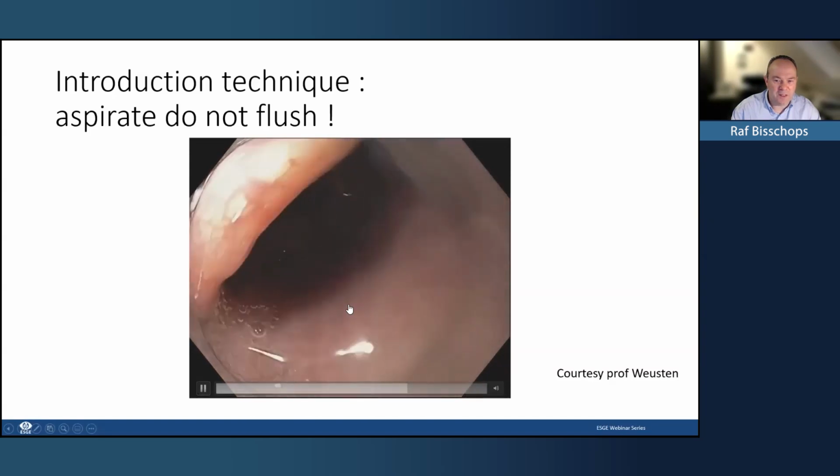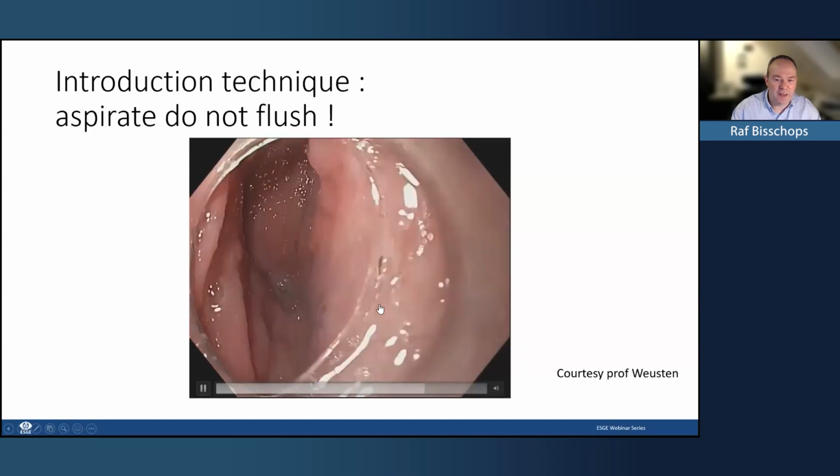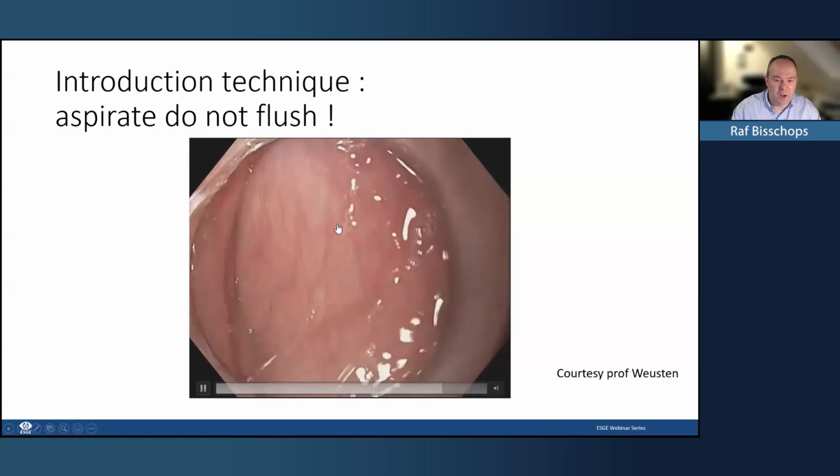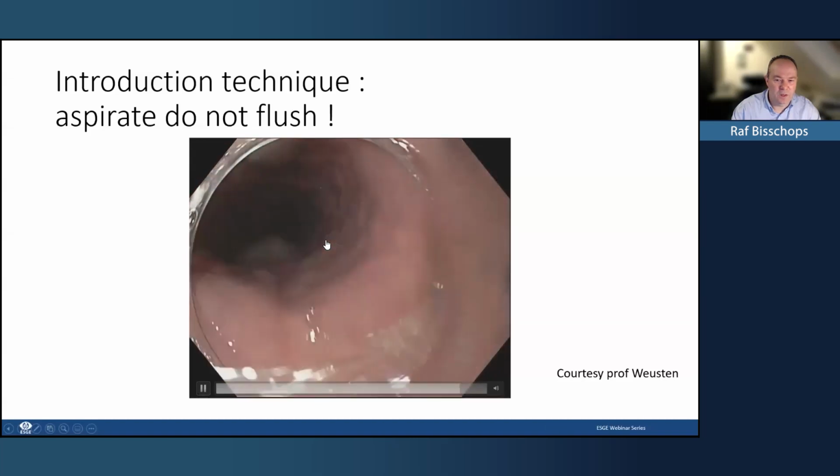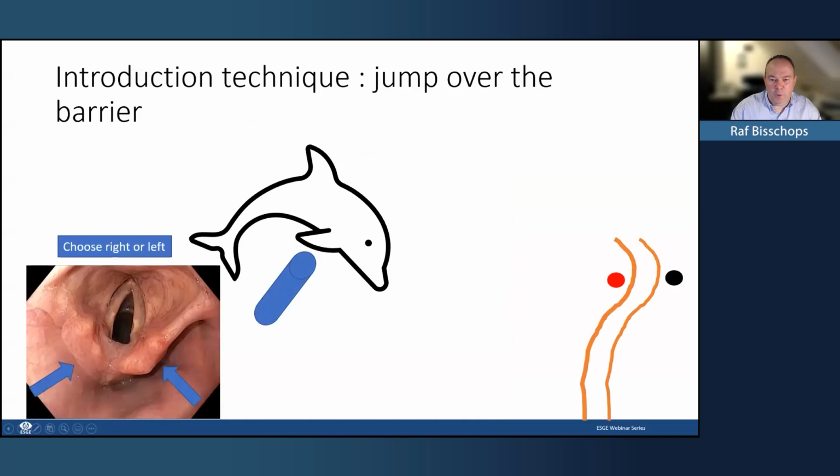So Bas is hesitating to go left or right here, go behind the epiglottis, and then go again into this esophagus. When you do this, we refer to this, I saw this first introduced by Jack Bergman, as jumping like a dolphin over this barrier. So you actually choose the right or the left side of the arytenoid. So this is the way into the esophagus.